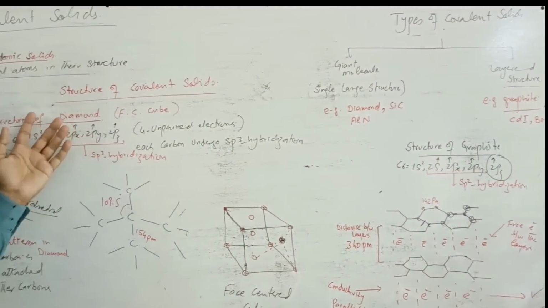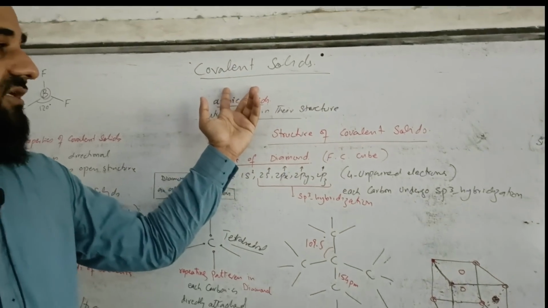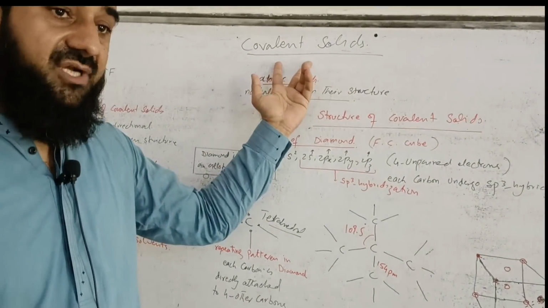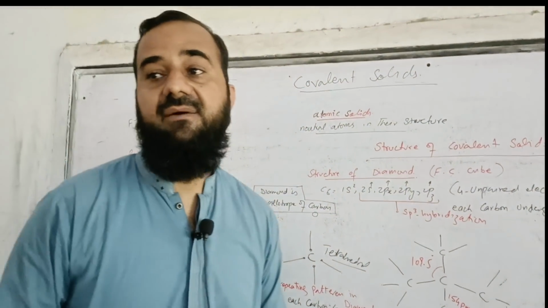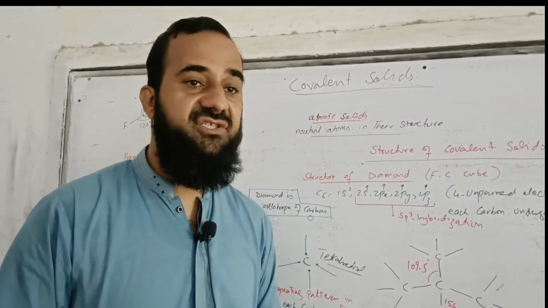This is the structure, properties and types of covalent solids. In the next lecture, I will discuss the properties, bonding and structure of metallic solids.